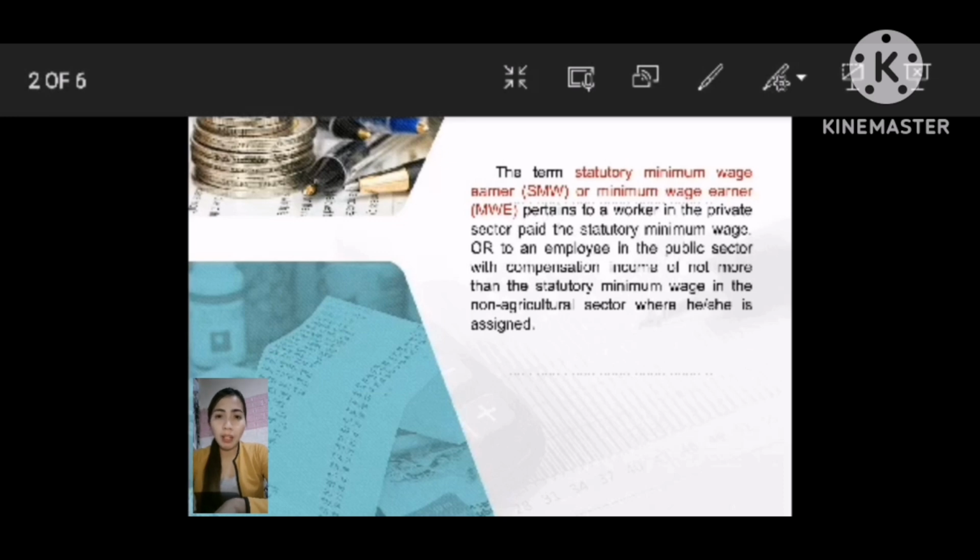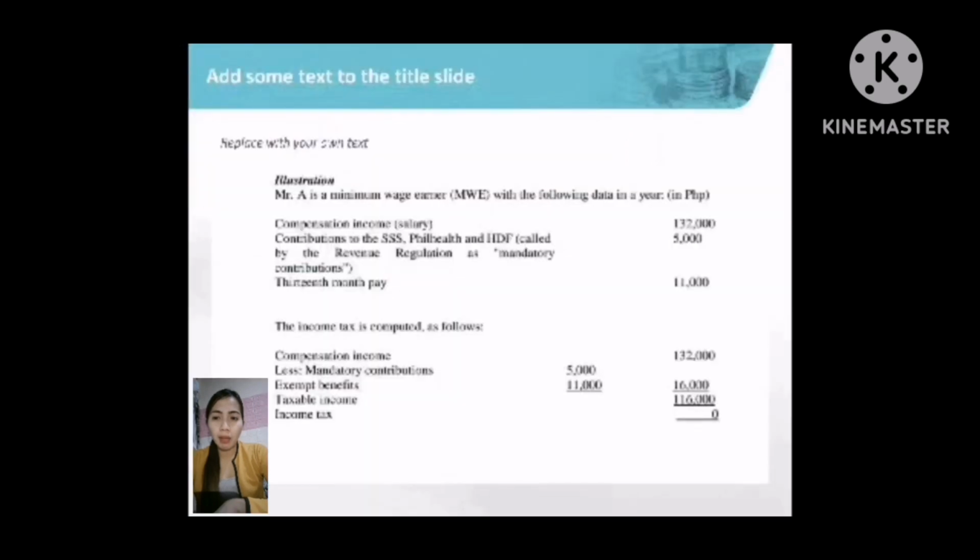And I have an example here on how to compute income tax on a minimum wage earner. So, I have an illustration. So, Mr. A is a minimum wage earner with the following data in a year in Philippine money. So, compensation income salary niya is 132,000. Contribution to SSS, PhilHealth, and HDF is 5,000, and he has a 13-month pay of 11,000.